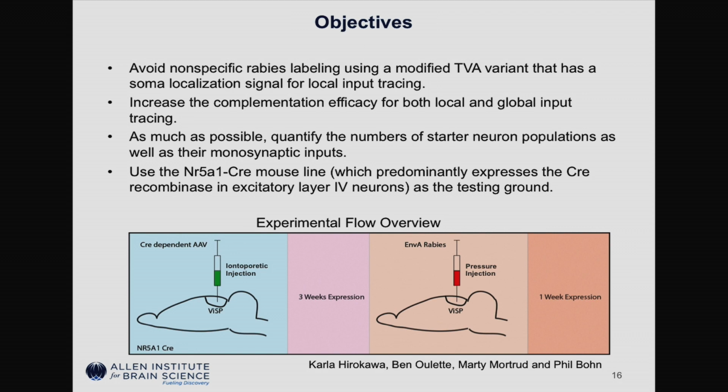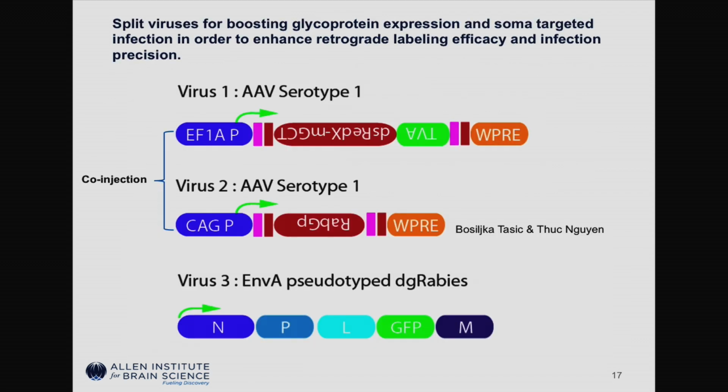So this is the experimental workflow we have. We inject the AAVs that generate these complementation system into visual cortex in multiple different Cre lines. In this case, we have the NR5A1 Cre that specifies the expression into layer 4 subtypes of excitatory neurons. And we wait for 3 weeks, and then we inject our rabies, and then we will see the spread after a week. This is the constructs.